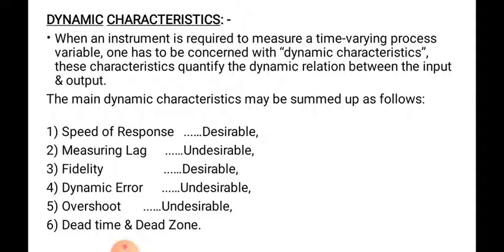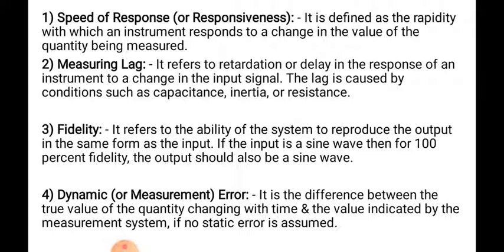The main dynamic characteristics may be summarized as follows: speed of response, measuring lag, fidelity, dynamic error, overshoot, dead time and dead zone. One by one we will study all the dynamic characteristics. The first dynamic characteristic is the speed of response, also known as responsiveness. It is how rapidly an instrument responds to a change in the value of the quantity being measured.